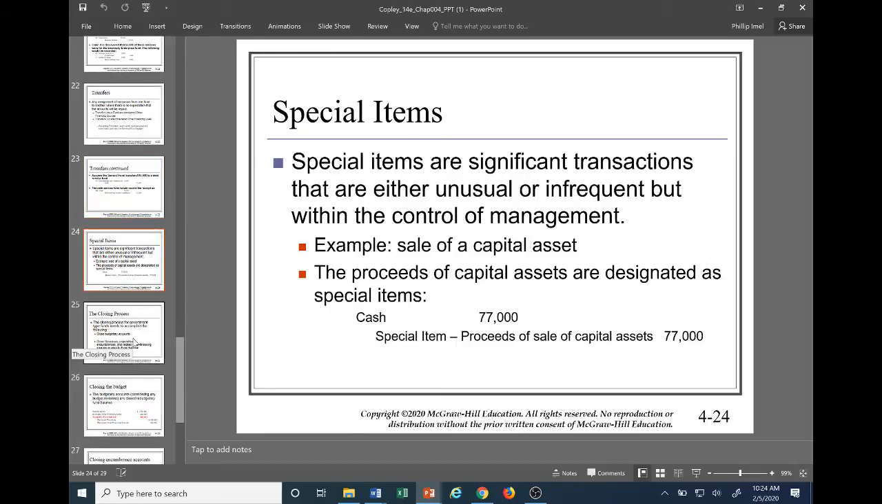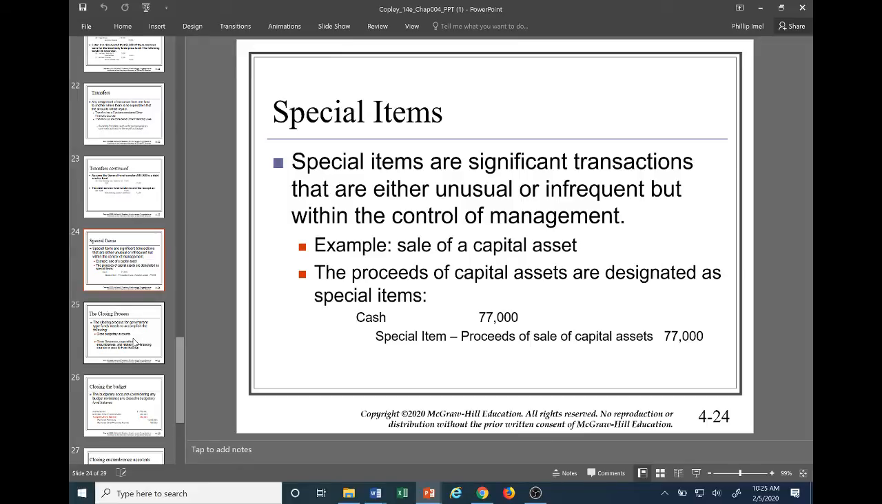Okay, special items. Special items are significant transactions that are either unusual or infrequent, but they're within the control of management, okay? The example they give here is a sale of a capital asset. The proceeds of the sale of a capital asset are going to be designated as a special item. So if you see a special item within one of the governmental fund financial statements, we should know, okay, they've sold a fixed asset, right?